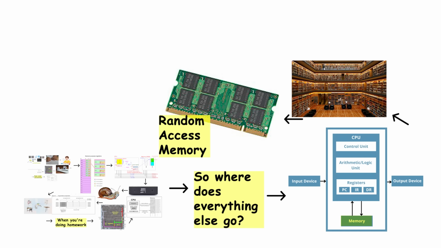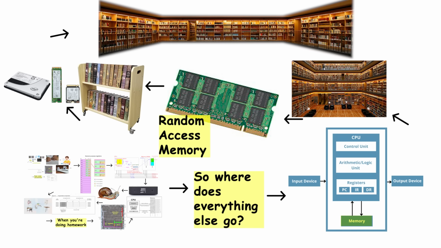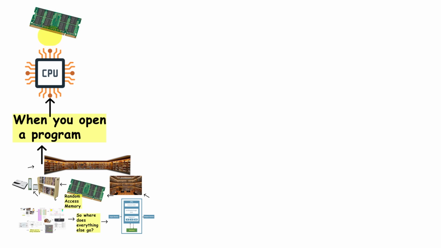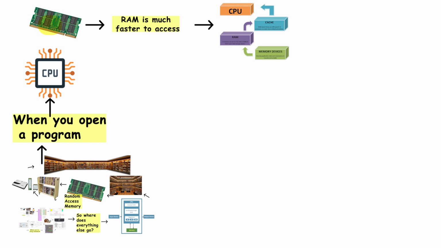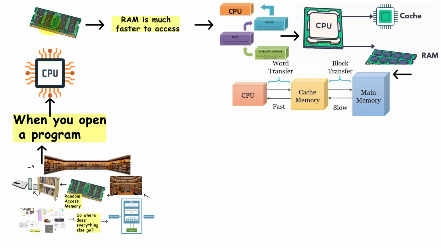RAM, which stands for random access memory, is like a cart that holds books you're actively reading. The hard drive or SSD is like the bookshelves where everything is stored long-term. When you open a program, the CPU moves that program from the hard drive into RAM because RAM is much faster to access. Then it moves the specific pieces it needs right now into the cache, which is even faster memory built directly into the CPU chip. Finally, it loads the exact numbers it needs into registers for immediate use.